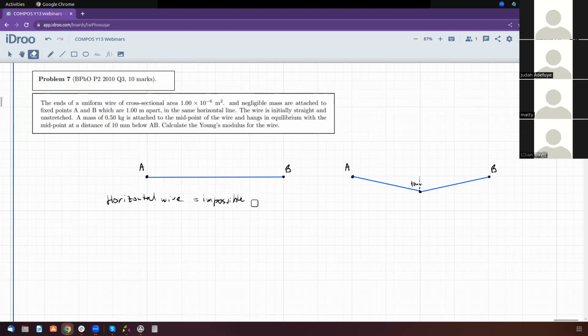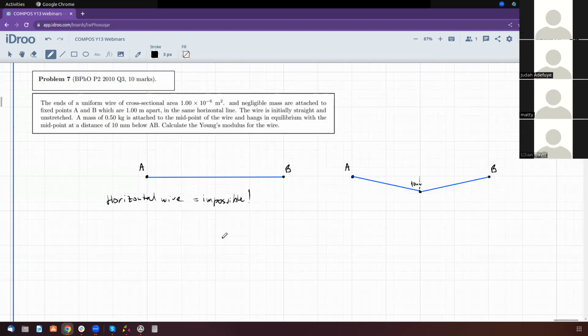Well, actually, it is impossible. Impossible. Why is a horizontal wire impossible? Have you ever seen wires? How do they look? Like high voltage cables, for example.